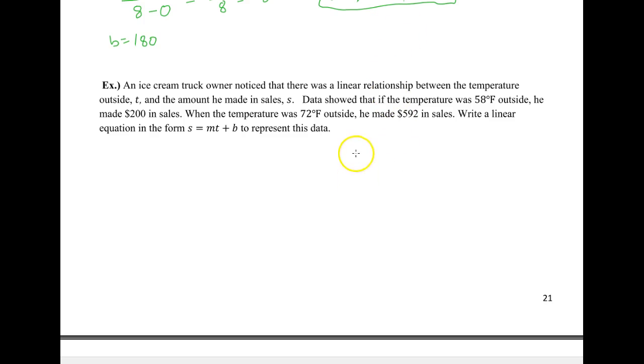So again, we need to define what our x and y, our inputs and outputs are. Looking at this equation here, it's in slope-intercept form. T is the same thing as my x value, so temperature, not time, in this example we're talking about T for temperature, is going to be my x value, and then S is going to be the output, so sales or the money is the output.